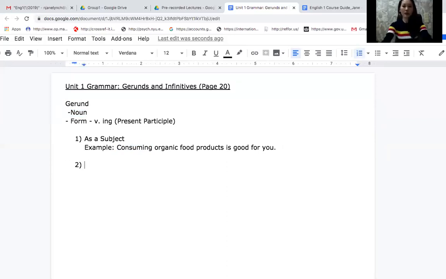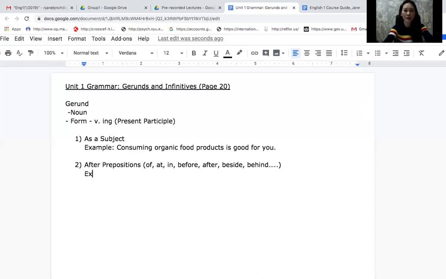Two, we use a gerund after prepositions. Do you know prepositions? I think you know, because if I mention these words: of, at, in, before, after, in, beside, behind. Okay, these words are prepositions. So we can add a gerund after prepositions.